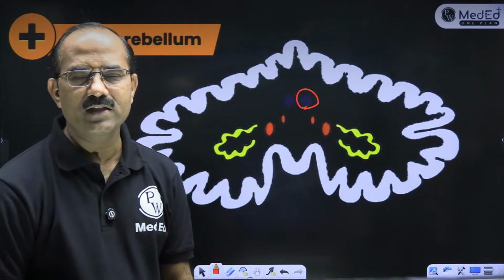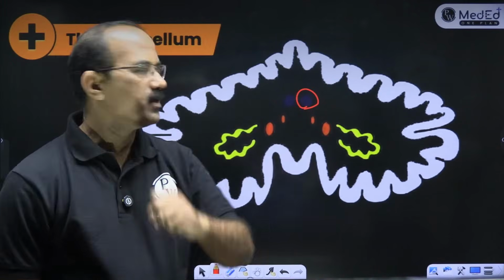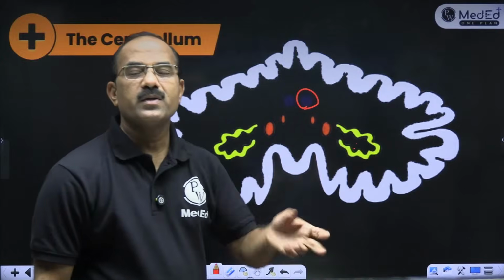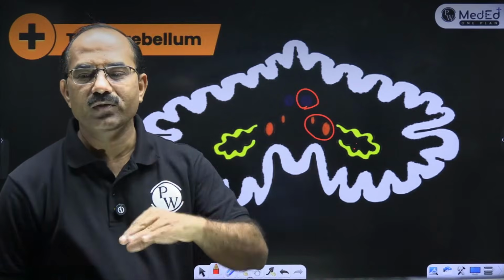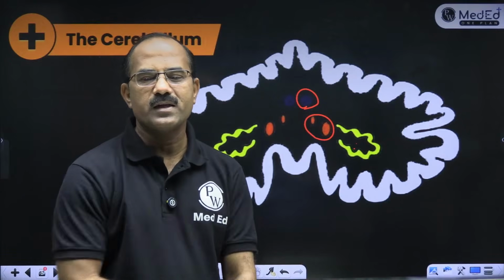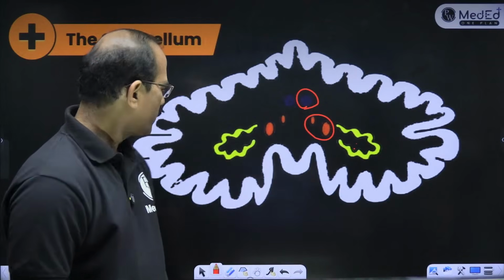Yes, nucleus fastigii belongs to the archicerebellum. The dentate nucleus belongs to the neocerebellum. And nucleus globosus and emboliformis belong to the paleocerebellum. Fine. Okay.